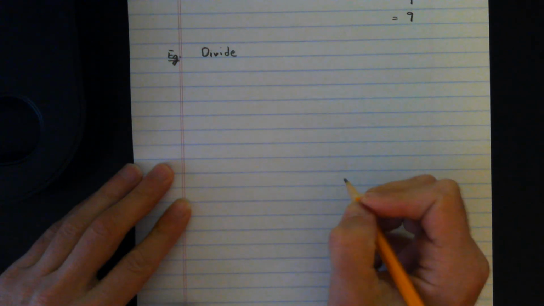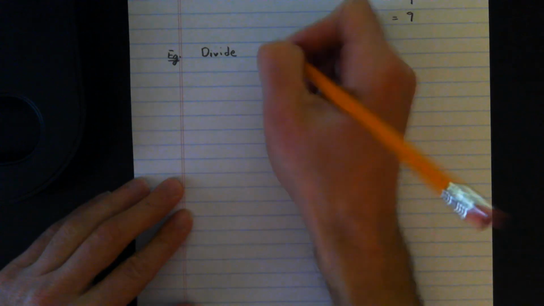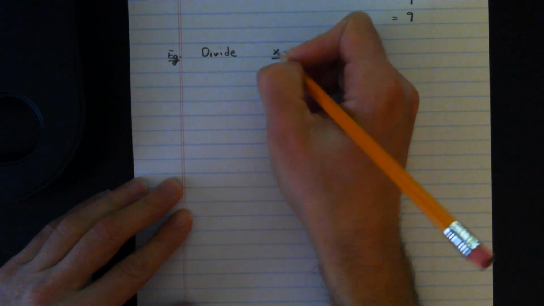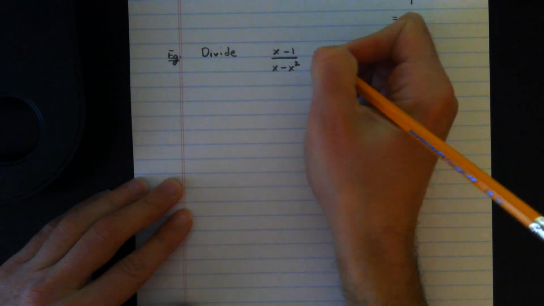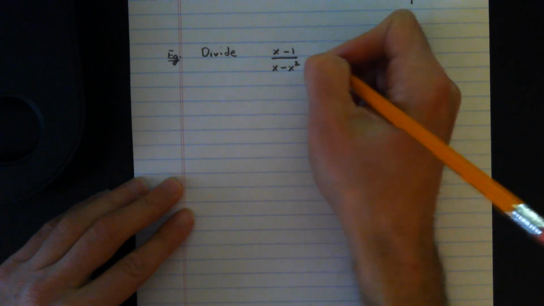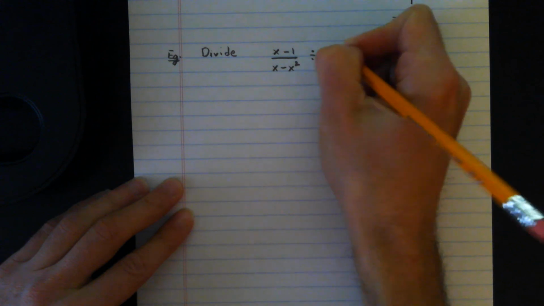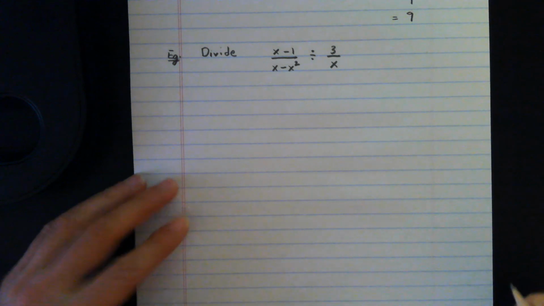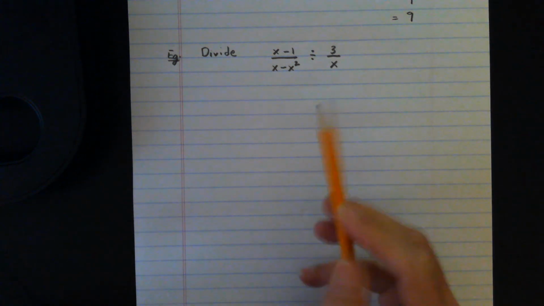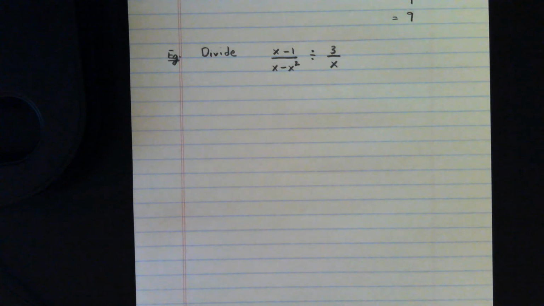For example, let's divide x minus 1 over x minus x squared divided by 3 over x. Okay, so again, the first thing we want to do here is just factor everything that needs factoring.